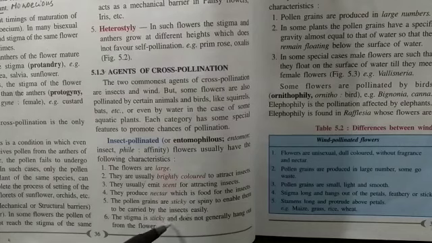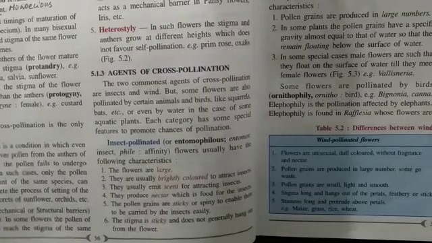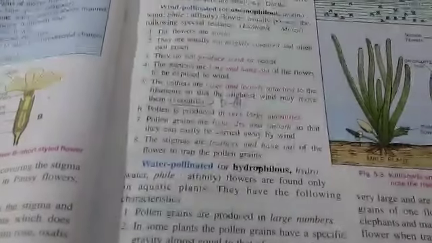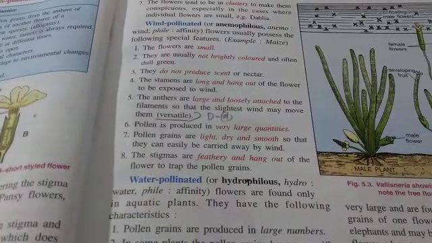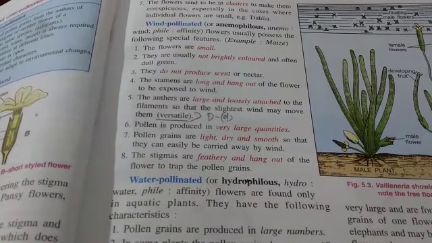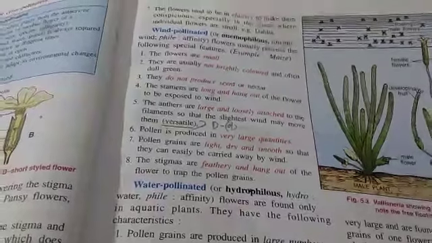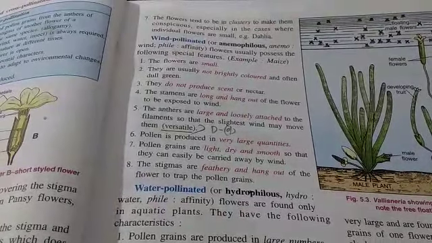And most of the time the stigmatic region is also sticky. And in insect pollinated flowers, the stigma is not hanging out from the flower. So these all are the special characteristic features. Also, if the flower is small in size, like dahlia, marigold, etc., where the individual flowers are very small, in such cases the flowers tend to be in clusters, in groups, to make them conspicuous or visible. So these are the features.